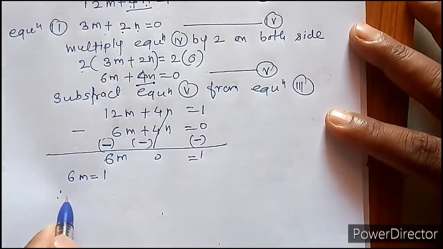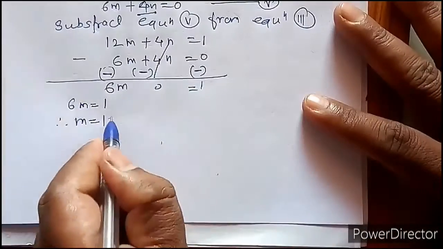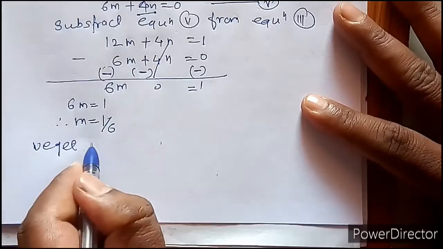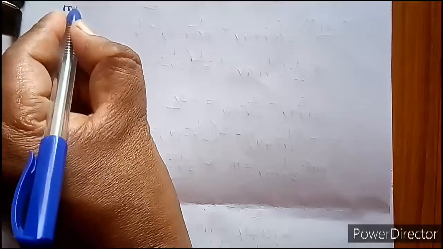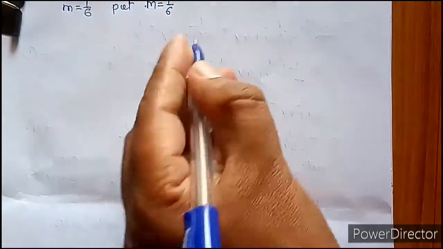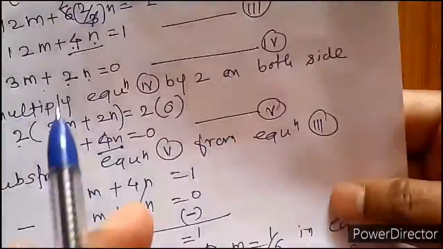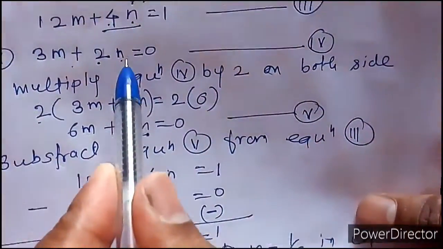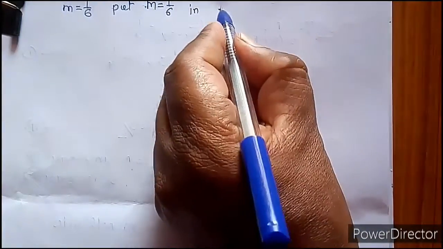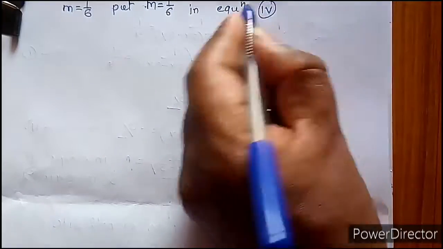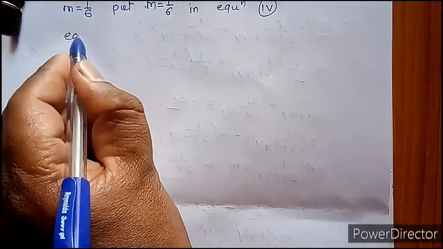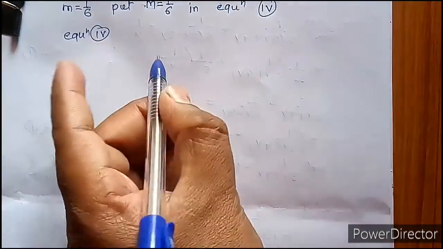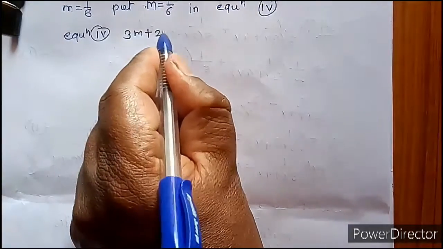6m equals 1, therefore m equals 1 by 6. We get m equals 1 by 6, then write down here m equals 1 by 6. Put this m equals 1 by 6 in either equation number 3 or equation number 4. We are putting it in equation number 4. Then put m equals 1 by 6 in equation 4, and equation number 4 is 3m plus 2n equals 0. Write down here equation 4, that is 3m plus 2n equals 0.